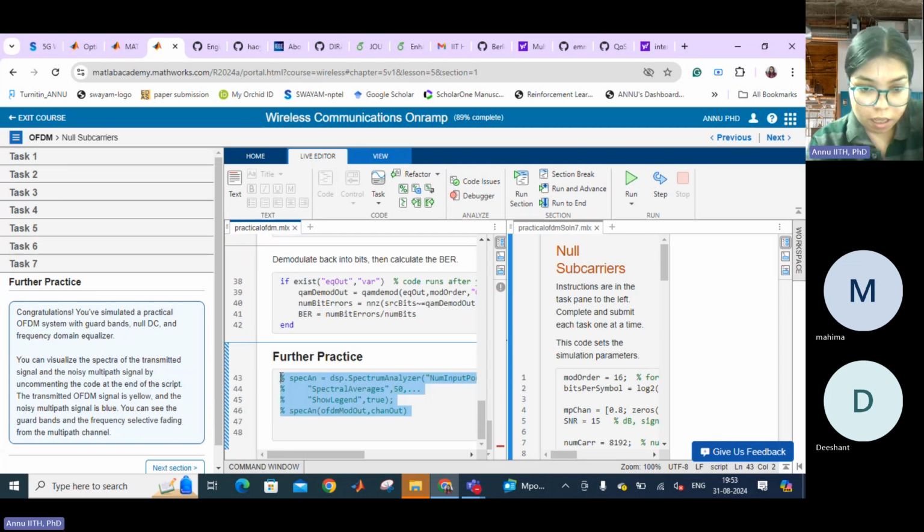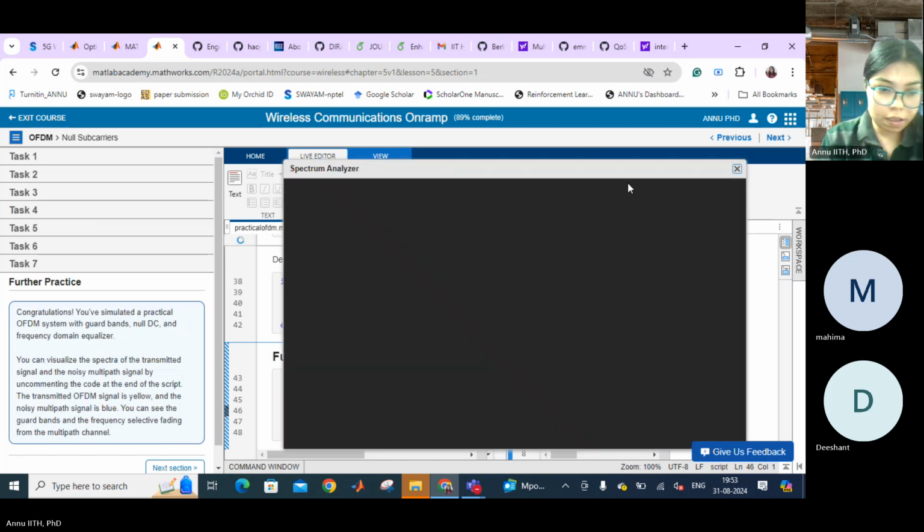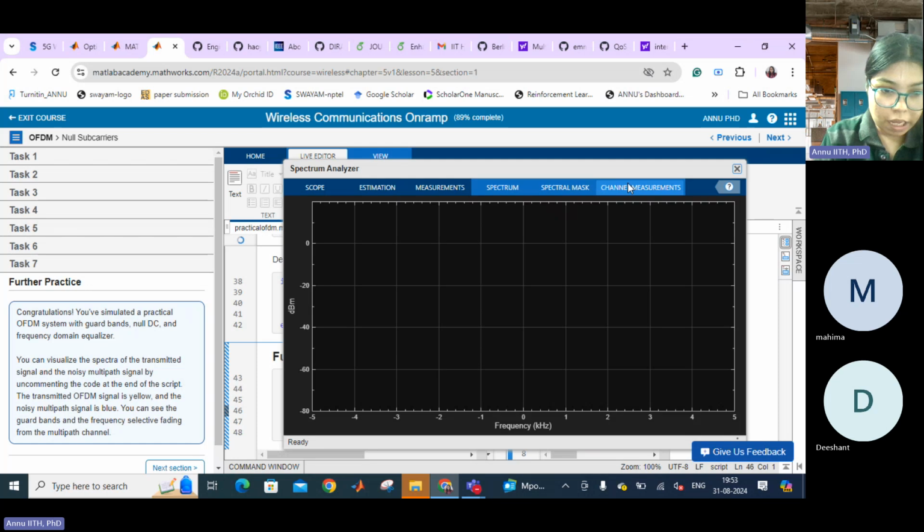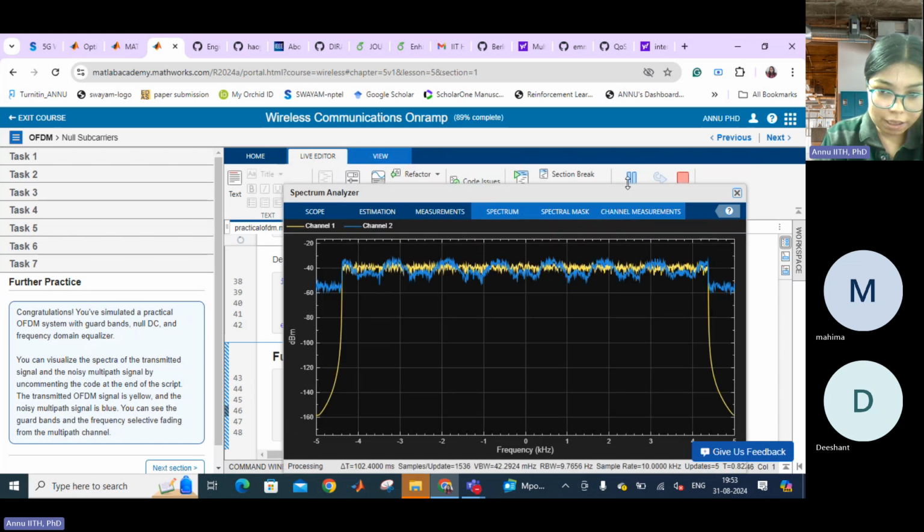So the transmitted OFDM symbol is yellow. That's great. And the noisy multipath received signal is blue. You can see the guard bands and there is frequency selective fading from the multipath. So received is blue, guard band is on this side, and the multipath fading is selective fading. That's correct.